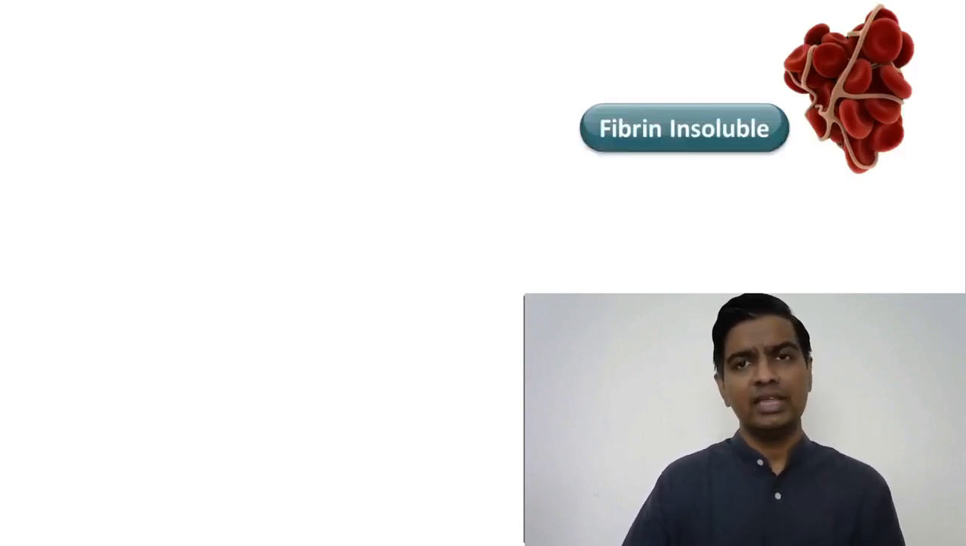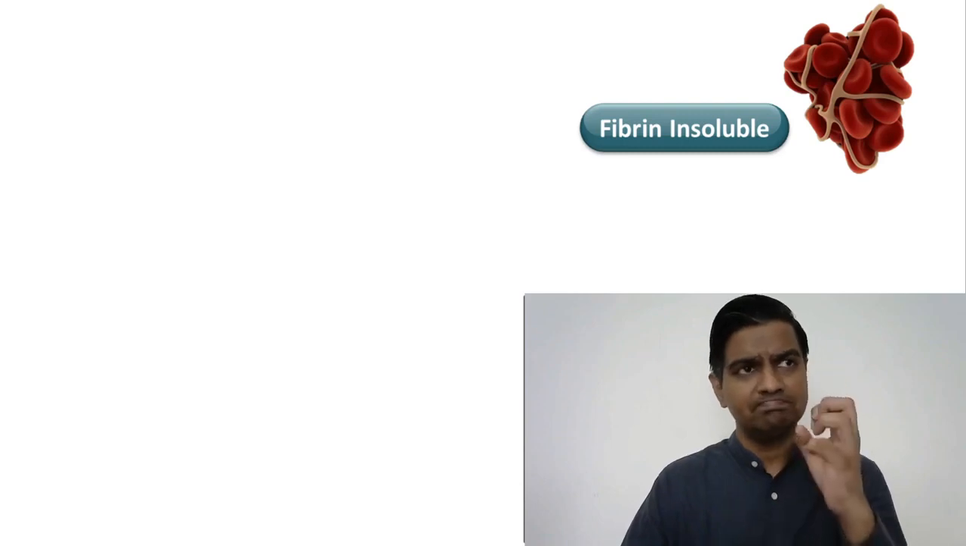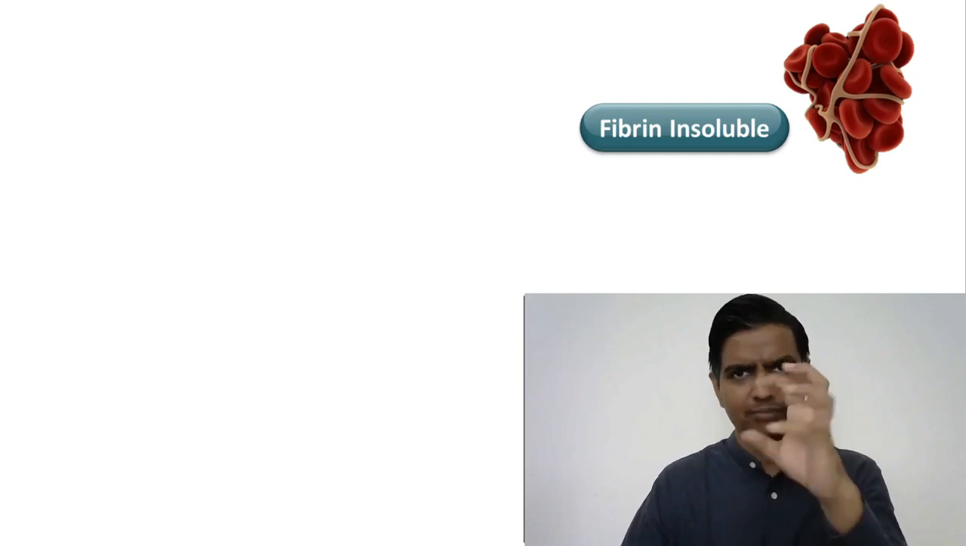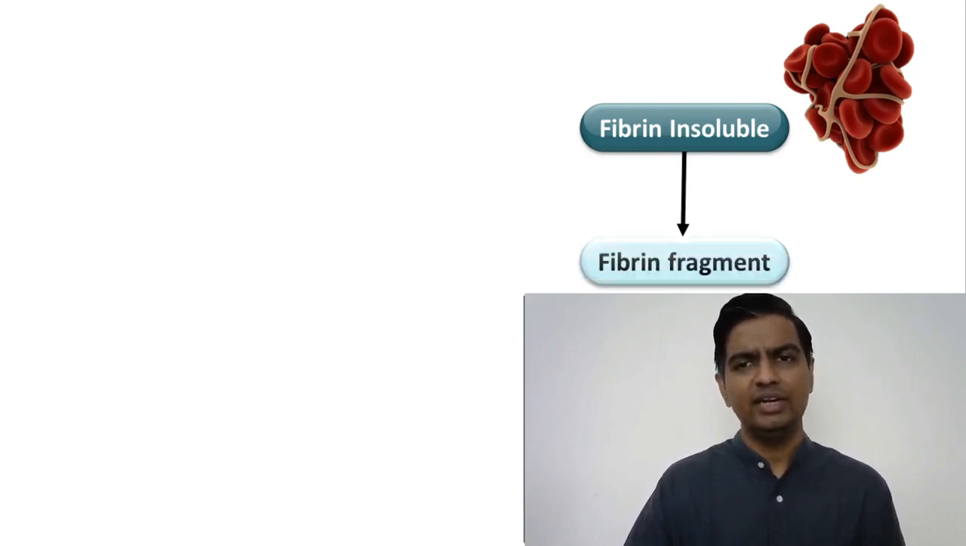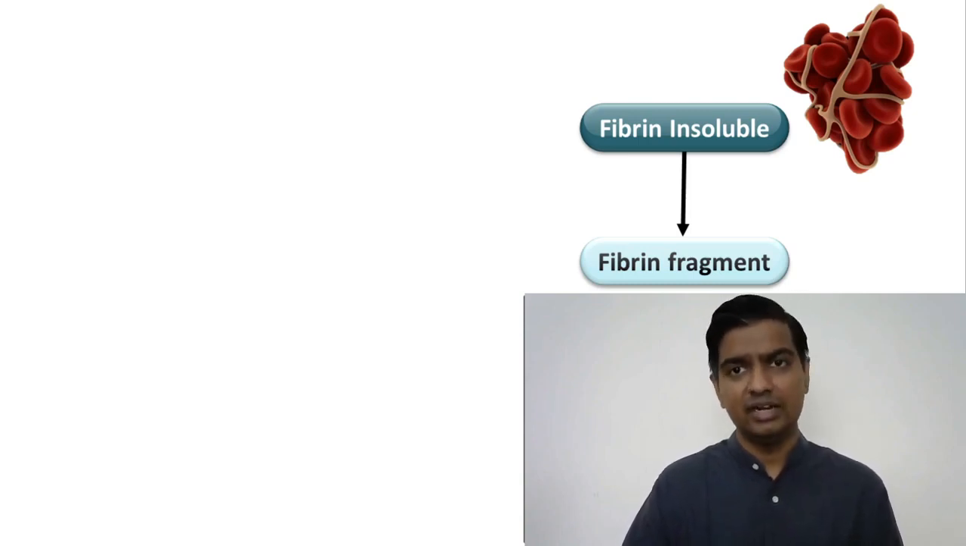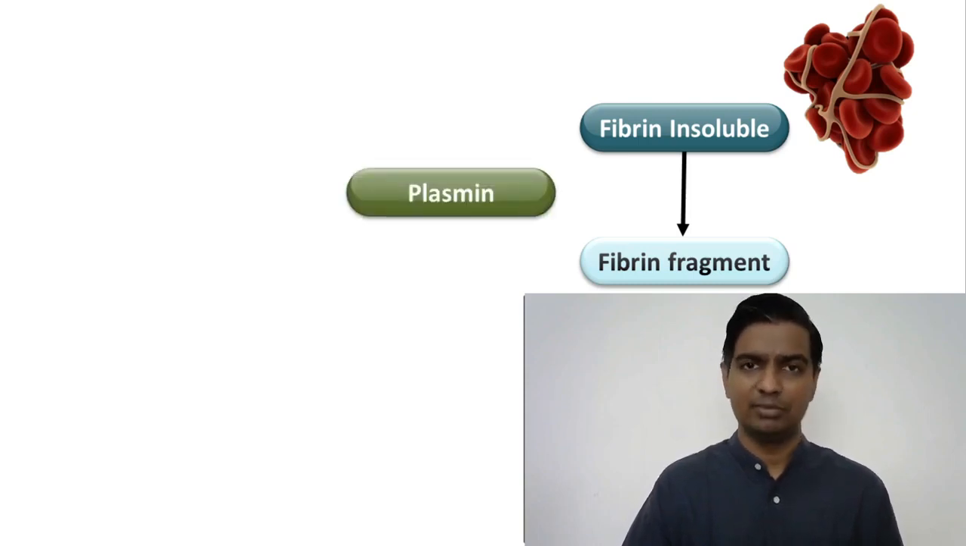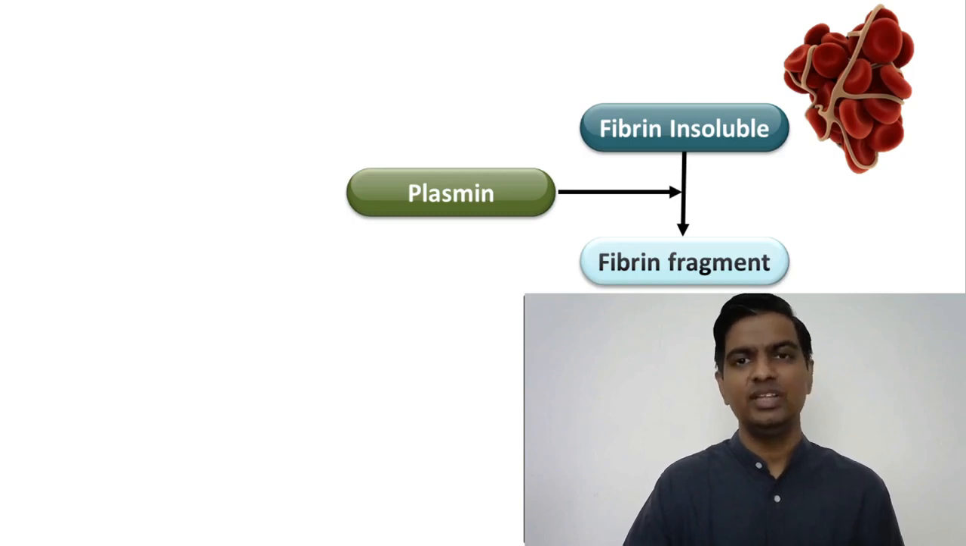A clot is basically an insoluble fibrin knot with trapped blood cells in it. To break the clot, you need to convert insoluble fibrin into fibrin fragments, also known as FDPs, fibrin degradation products. So you have to break this. This is what naturally happens in the body. There's a substance called plasmin which can do this job of breaking fibrin.